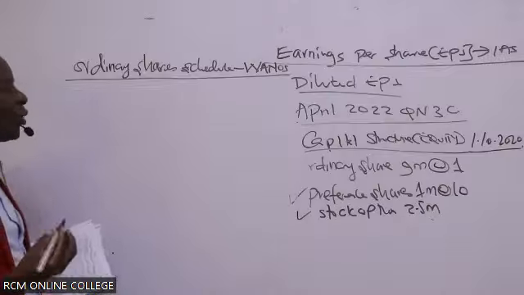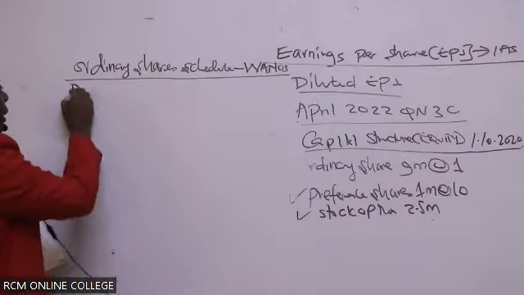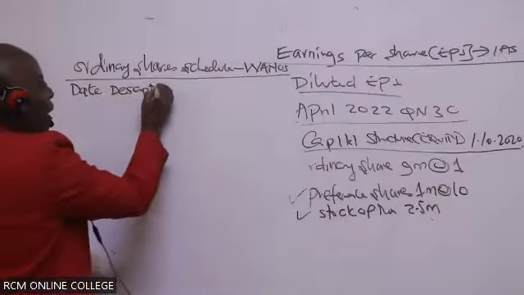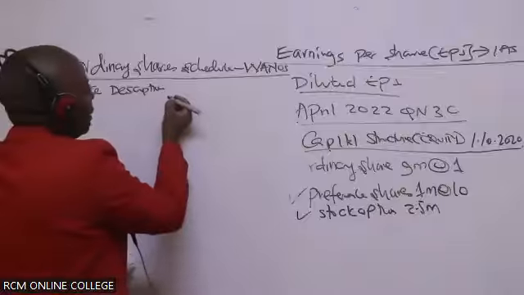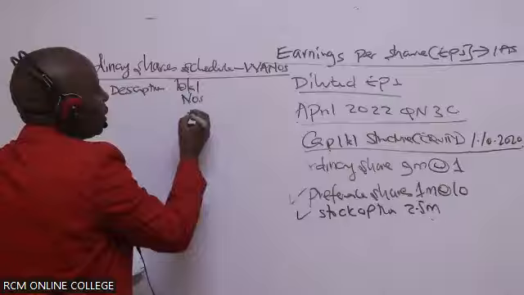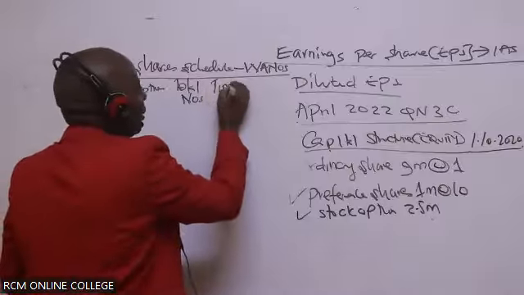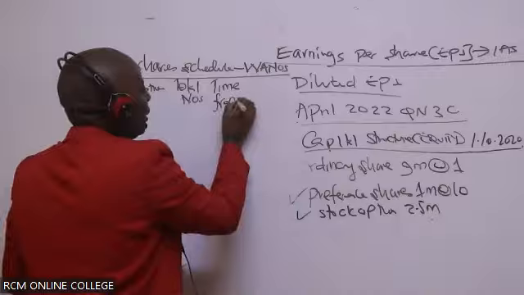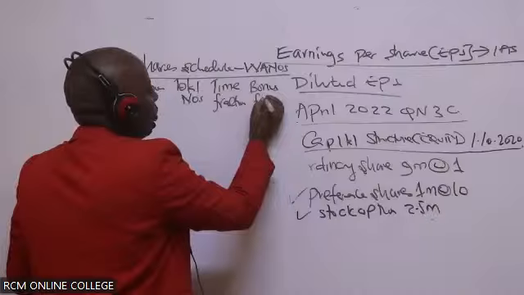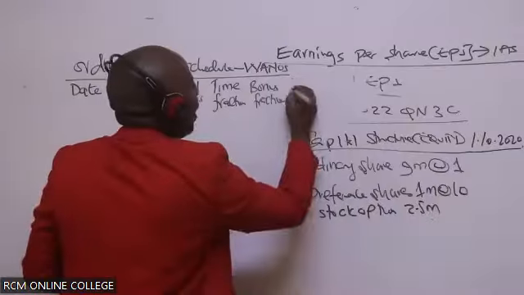And I told you how you should put this up. How do you put this up? You start with the date. We have the description. Then we have the total numbers. Then we have the time fraction. Then we have the bonus fraction. And the last one here will be the weighted number.